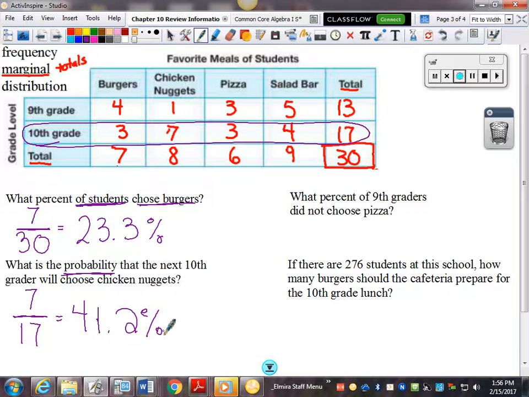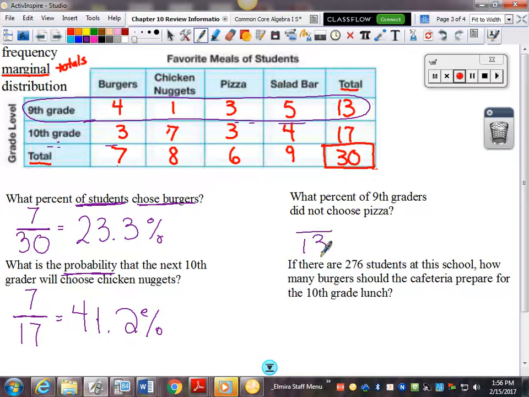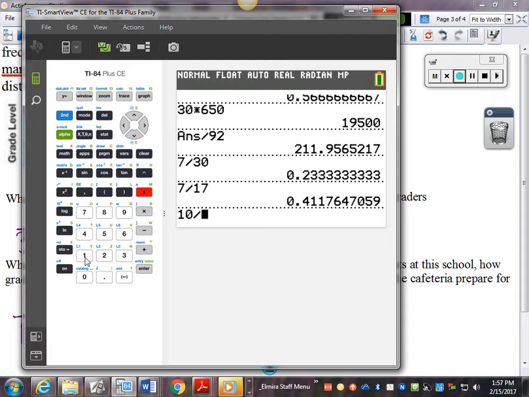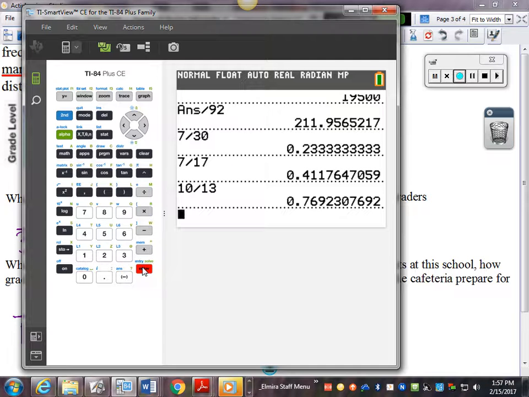Okay. What percent of 9th graders did not choose pizza? Now let's see if I can carefully erase this line. Now I am specifically talking about 9th graders only. So there's only 13 of them, and did not choose pizza. Burger people didn't choose pizza, that's 4. Nugget people, 5. Salad bar people, that's 10. So 10 out of 13 did not choose pizza. And that is 76.9%.